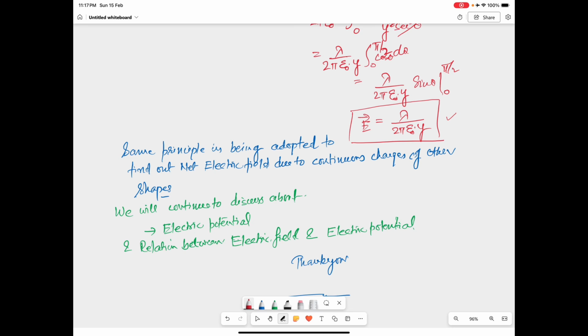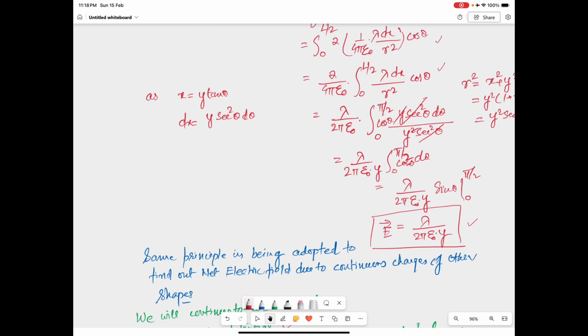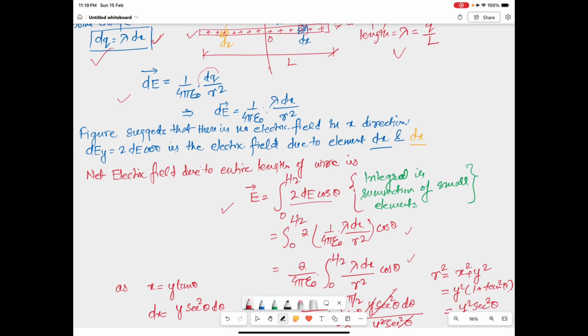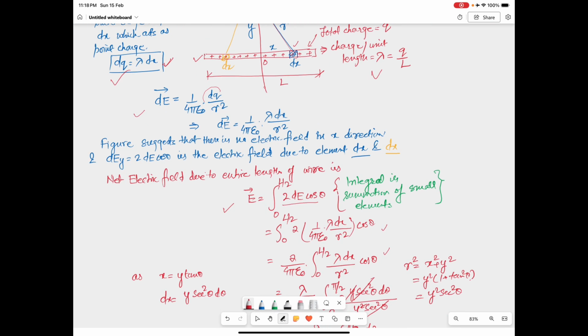We will continue to discuss electric potential and the relation between electric potential and electric field in our next video, which is very important for us to proceed further with capacitance and then further topics in electricity. Hope you have understood the electric field. We will cover electric potential in the next video.